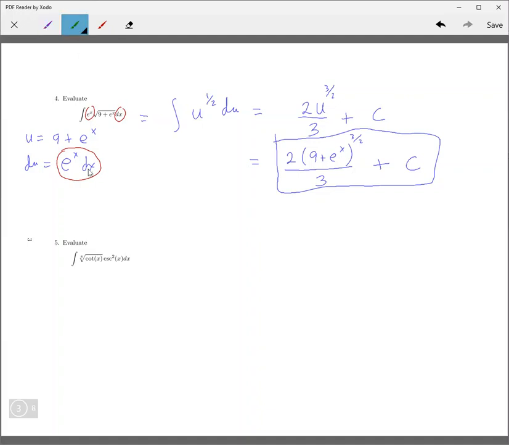Okay. So number 5. Here, again, you look for the inner function, and it looks like this cotangent x is inside this. So we'll let u be cotangent of x. And the derivative of cotangent is negative cosecant squared of x. And so you have a cosecant squared x dx. You've got this part right here, but you don't have this negative sign there. So we'll just take that to the side.